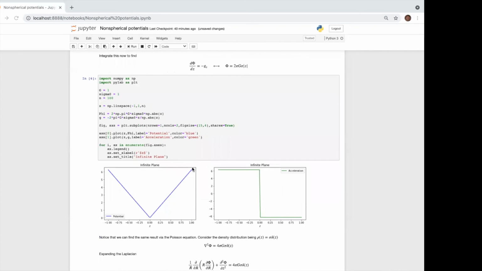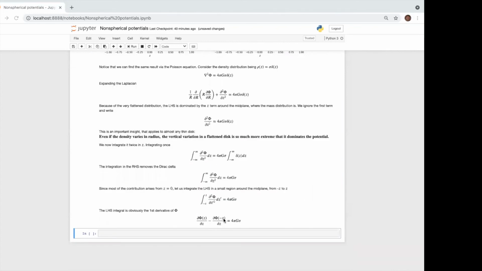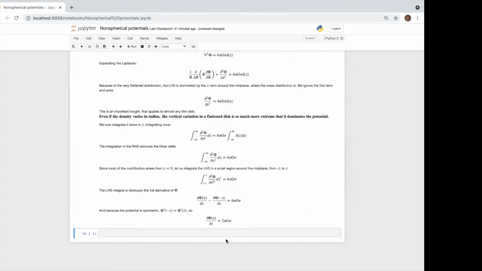Now, because the potential is symmetric, as we see here, phi of minus z is equal to phi of z. So this here becomes twice the derivative in z of the potential of z. So we have a simpler equation, and we can integrate again to find the potential of z.